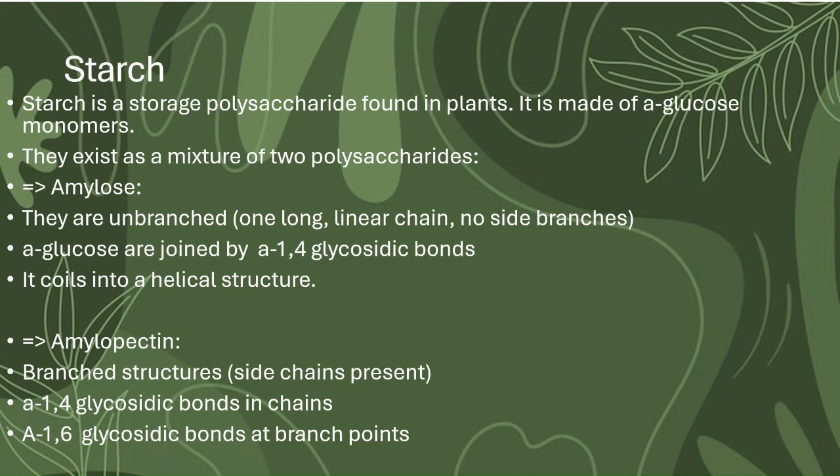Now to look at amylopectin, they are branched structures, which means they have side chains, and they consist of two types of bonds. So they have alpha 1 to 4 glycosidic bonds, and you have 1 to 6 glycosidic bonds at the branch points.